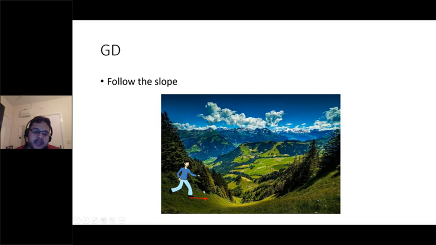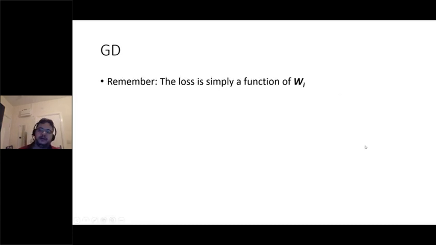If there is a hill, you don't follow the hill. When it is a downhill, you keep following it. So even if you are blind, you can still find the valley. Do you agree with me, guys? Yes. Okay.